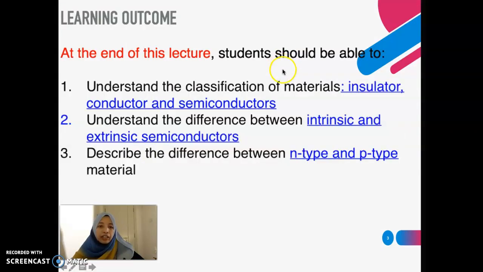Okay class, so at the end of this lecture, you should be able to differentiate between what is the insulator, conductor, and semiconductor. And what are the difference between intrinsic. Intrinsic means pure, extrinsic means you are adding something inside the semiconductor. Why we need to do that? We'll go through one by one. And what is the difference between N-type and the P-type semiconductor.